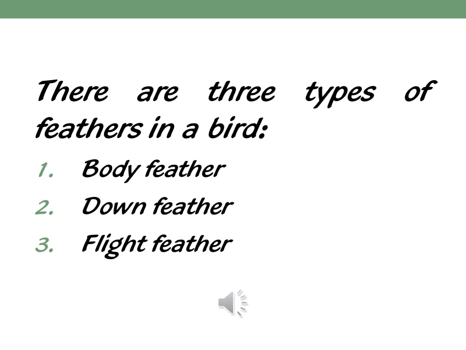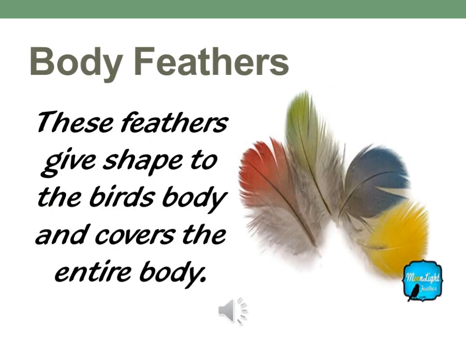And there are three types of feathers in a bird: body feathers, down feathers, and flight feathers. Body feathers. Body feathers are very small feathers that are present all over the body of birds. Means they are present all over the body. They cover the entire body of the bird. And these feathers give shape to the bird's body.